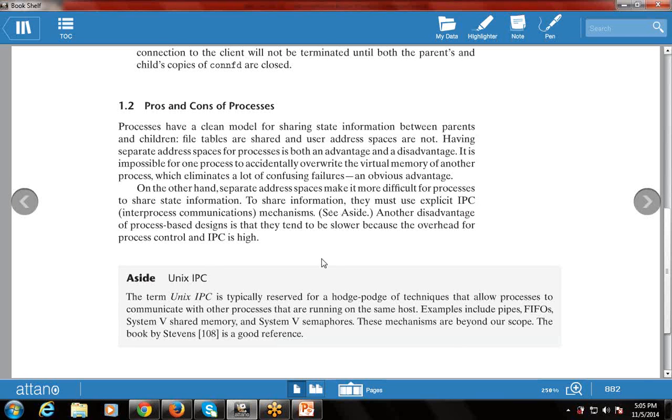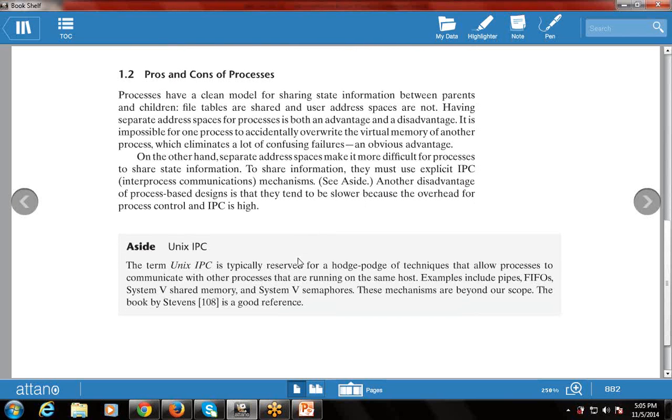Another disadvantage, another drawback of this design, is that processes tend to be slower because the overhead for process control and IPC is very high. Why are we not always using IPC? Because there is a high cost required for using IPC.